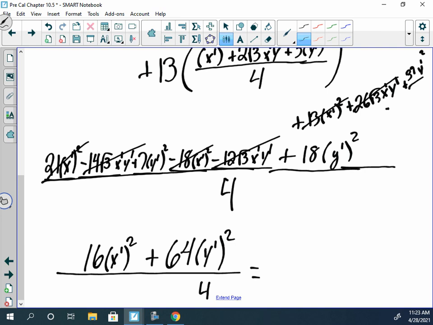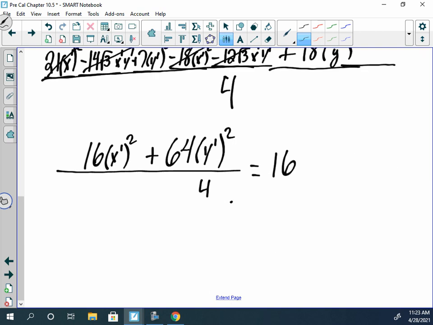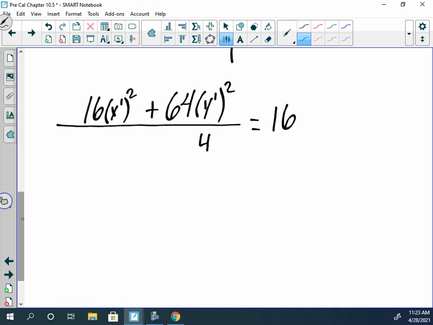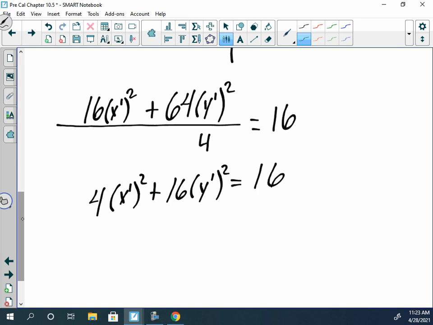As we said, this is all equal to 16 divided by 4. 64 divided by 4. 16. This looks familiar, doesn't it? Because we said this was an ellipse, yes? Ellipses always equal 1.